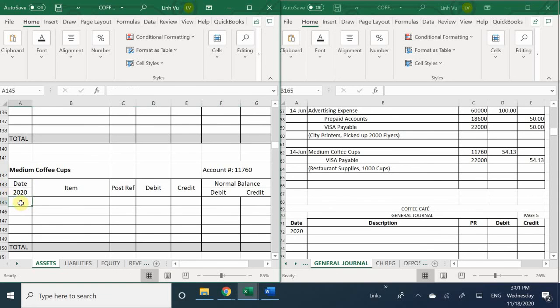Good, medium coffee cups. So on June 14, here I'm going to make a description saying I bought 1,000 cups, okay? Just so then I have an idea of how much I should have when I start using my cups as I sell my items, my products, right? So of course, post reference is going to be general journal number 4, and I'm debiting my account for 54.13, bringing my debit balance to be 54.13.